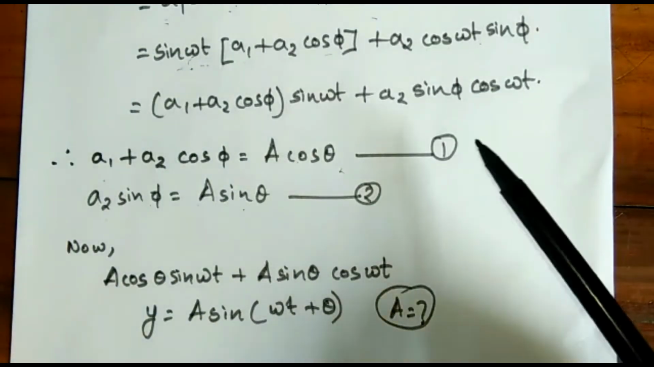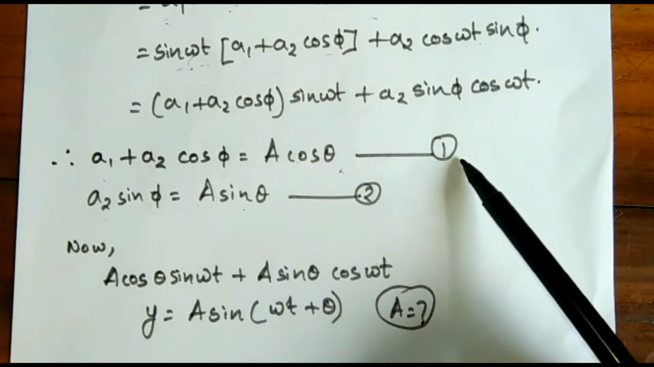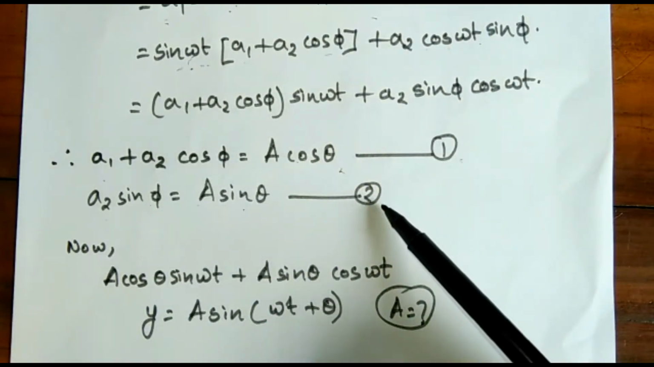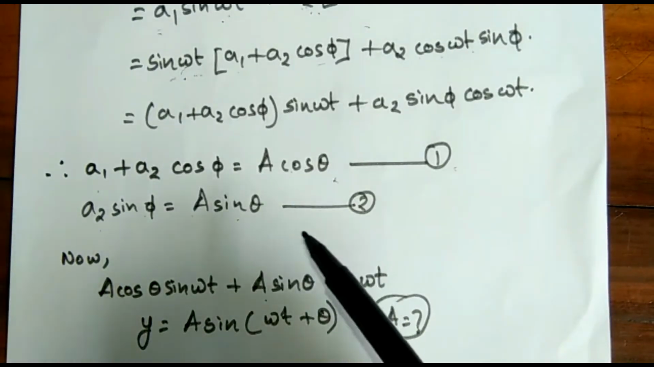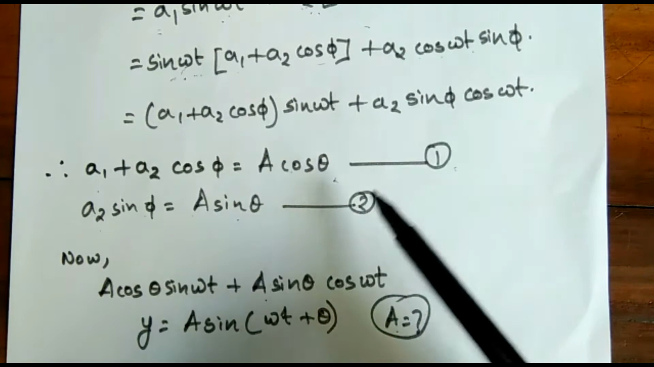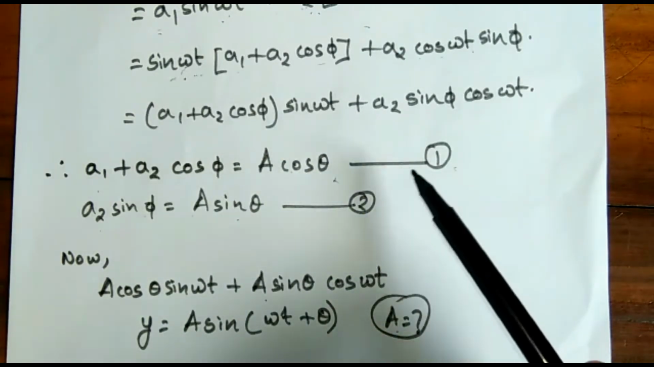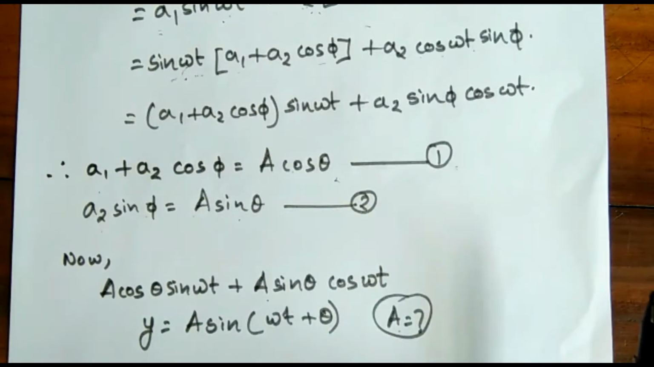So we can number this equation as equation number 1 and this as equation number 2. Now a cos theta sin omega t plus a sin theta cos omega t, we can write as y is equal to a sin(omega t plus theta). So what is the value of a here? To find that out, we have to simplify these equations by squaring them and adding them. Let's see how.